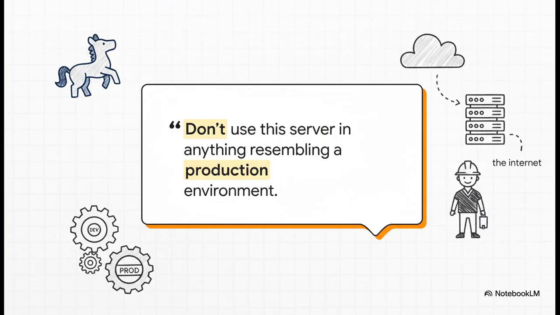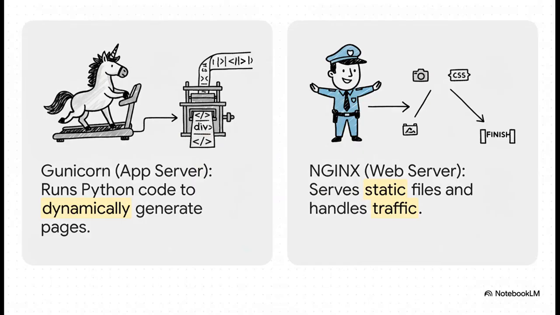And look, don't just take my word for it. The people who actually make the Django framework are super clear about this. They literally say, don't use this server in anything resembling a production environment. Their job is to make amazing web frameworks, not industrial-strength web servers. So what do we do? We bring in the specialists. So let's meet our new team.